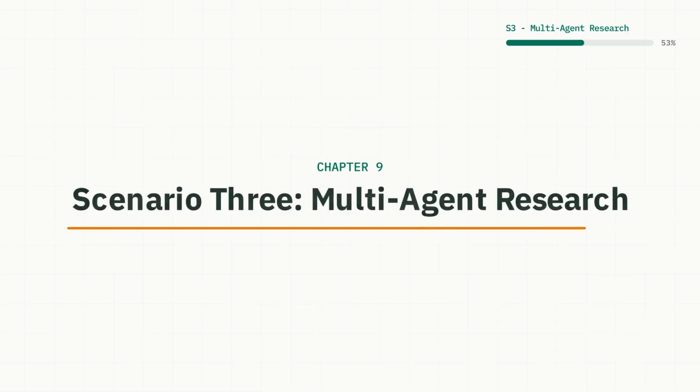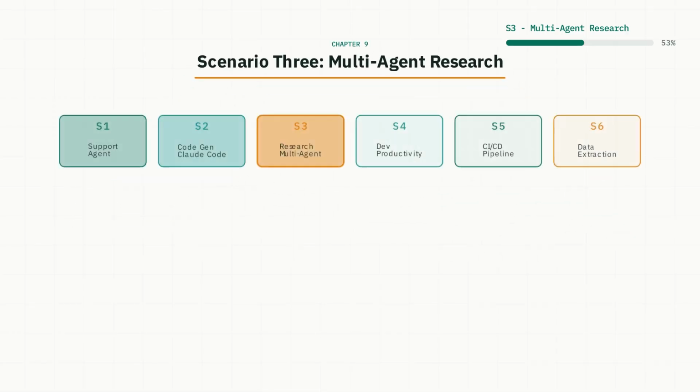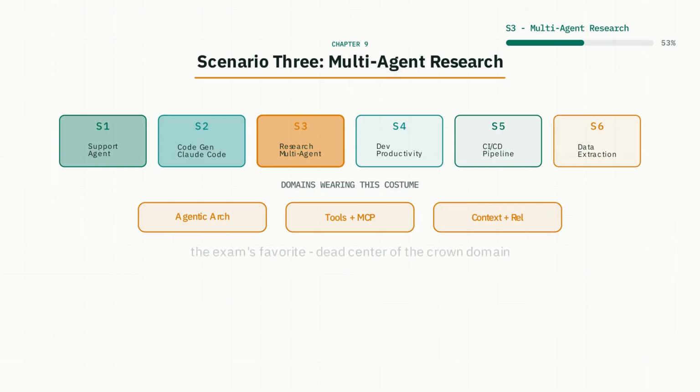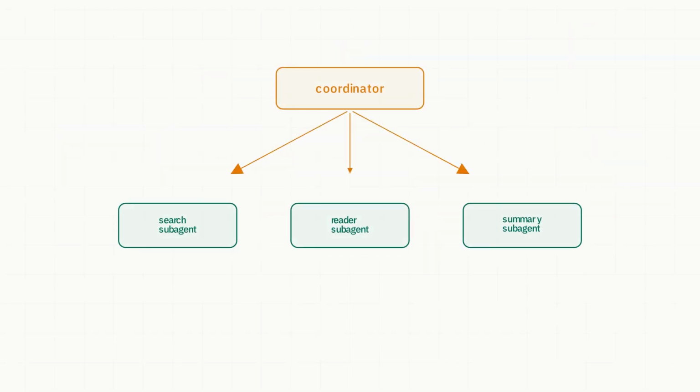Chapter 9, Scenario 3, the multi-agent research system. If the exam has a favorite scenario, it's this one, because it sits dead center of the 27% domain. The setting: a coordinator agent receives research queries, decomposes them, and delegates to specialist subagents that search, read, and summarize. Hub and spoke.